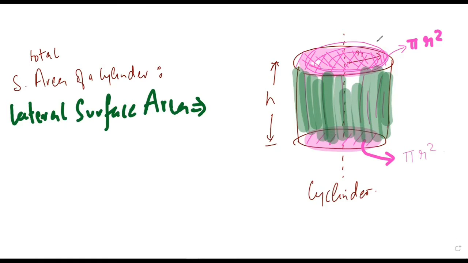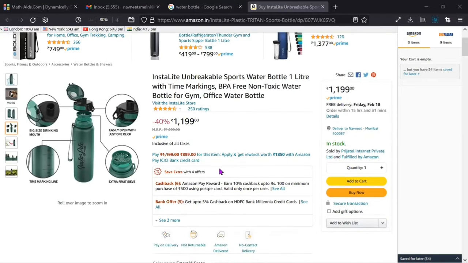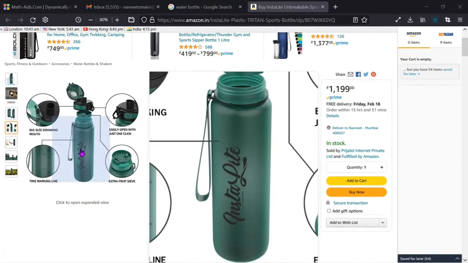Let me show you a cylindrical object. Can you find any cylindrical object in front of you? Maybe a bottle. Is there a bottle in front of you? No, sir, I need to get one. So you can get a bottle. Can you see this bottle? Sarthak, is it visible? Yes, sir.